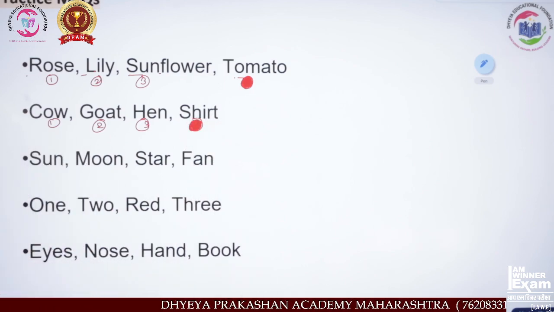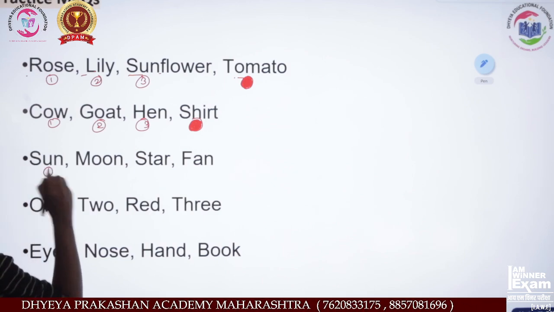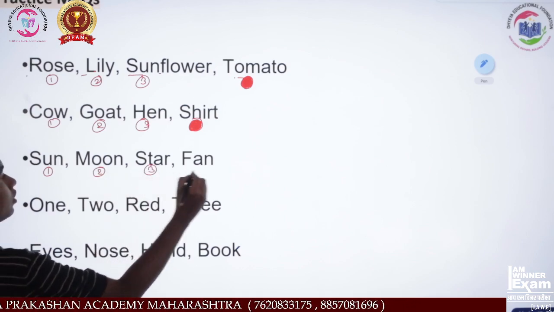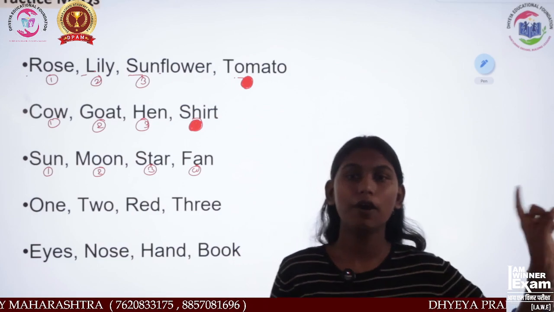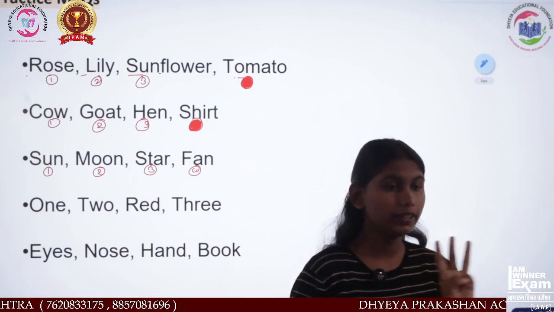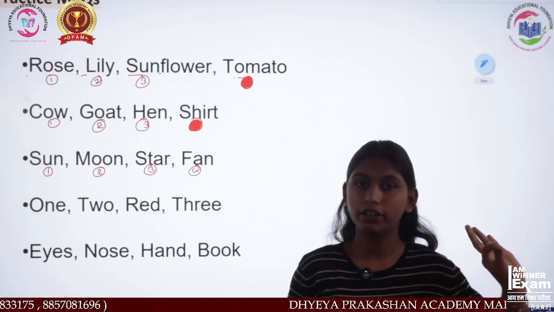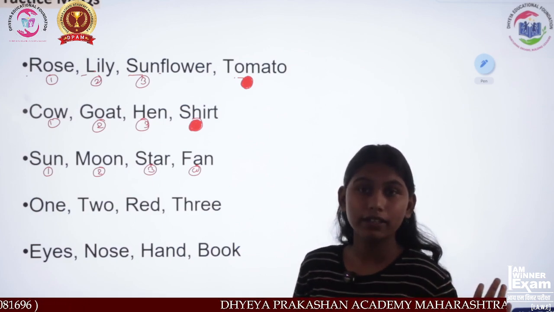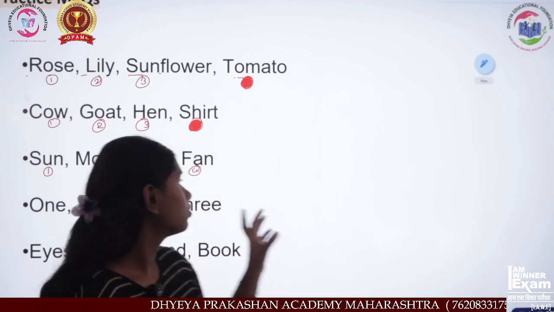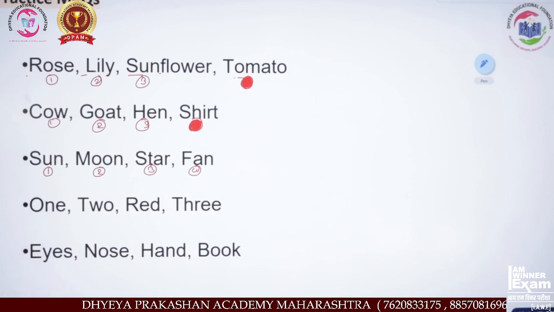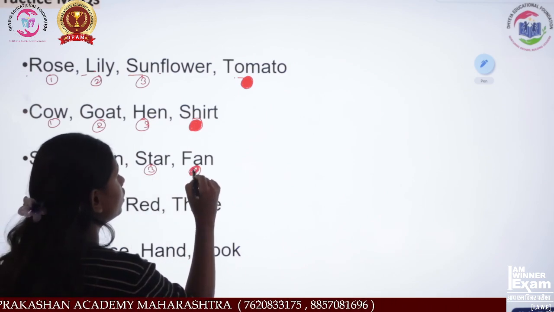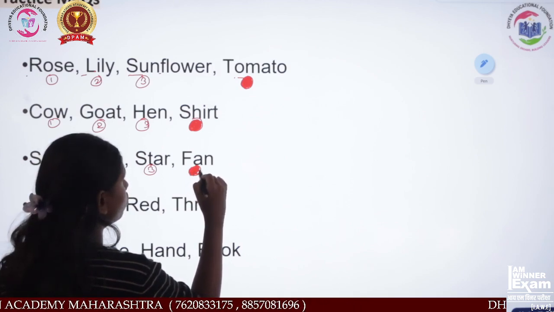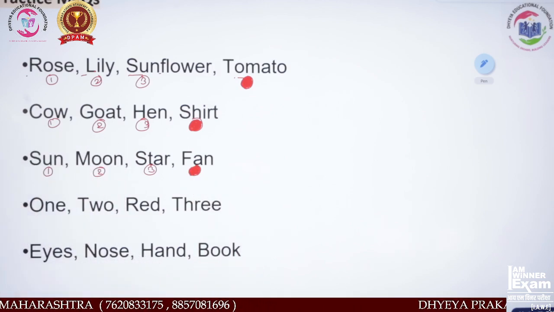The next: sun, moon, star and fan. So which is different here? Sun, moon and star are all things related to the galaxy, related to the sky, right? But fan is not related to the sky or galaxy, right? So fan is different from all the 3 options. So we will color the fan.